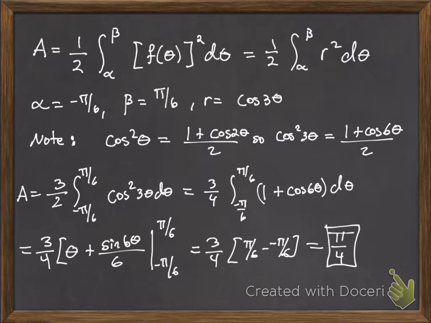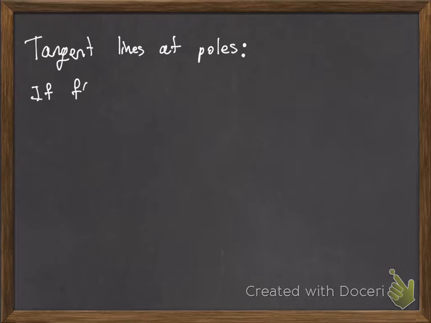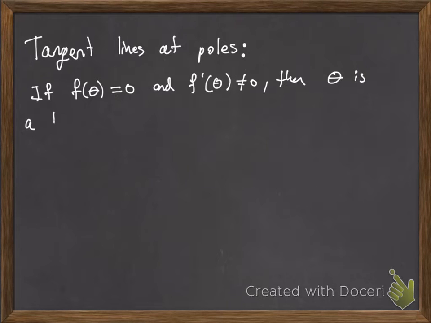The other thing that I mentioned that I haven't done yet is actually demonstrating that those were tangent lines: the pi over 6, the 5 pi over 6, and the pi over 2. So we'll go ahead and mention that also. If we have a tangent line, what we need to do is find where our function equals 0. That means where it's crossing the pole, so we actually have a tangent line through the pole. And then if the derivative is not 0, then the theta, that radial line, is a tangent line to the graph.